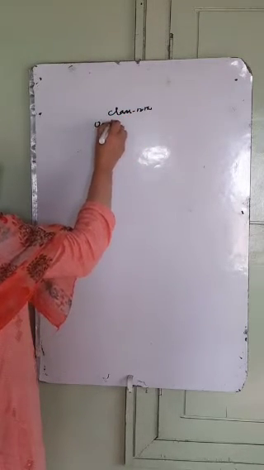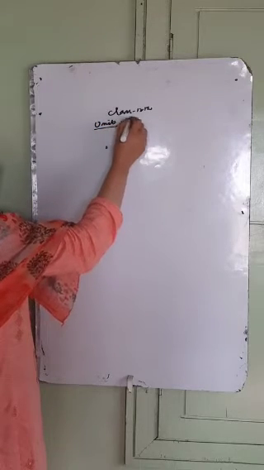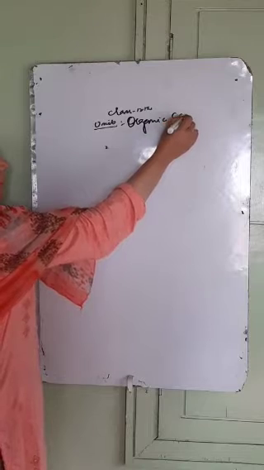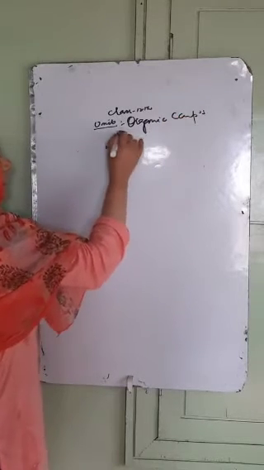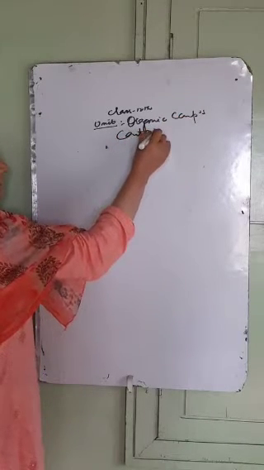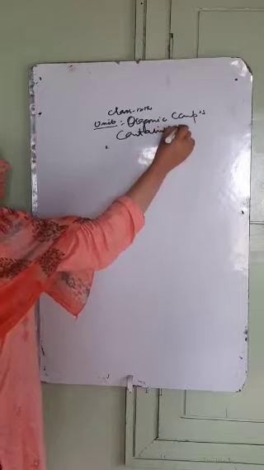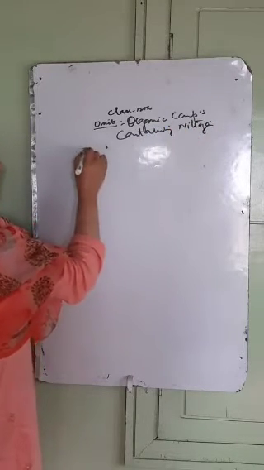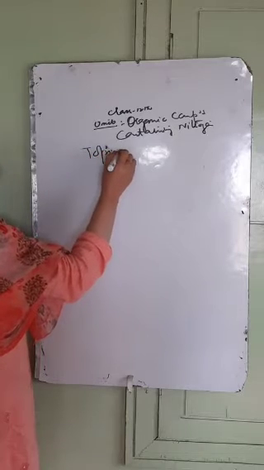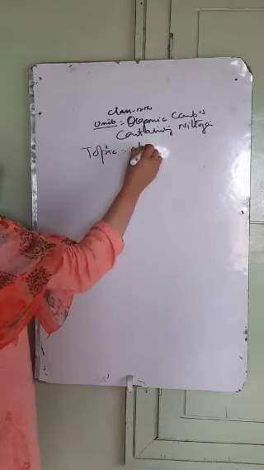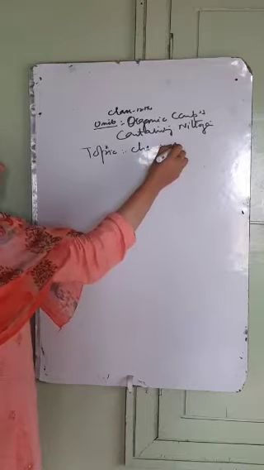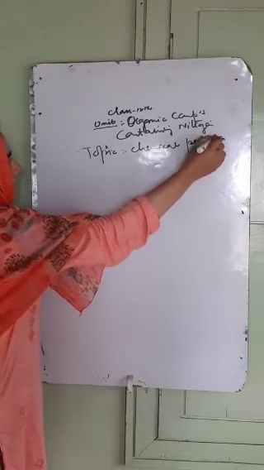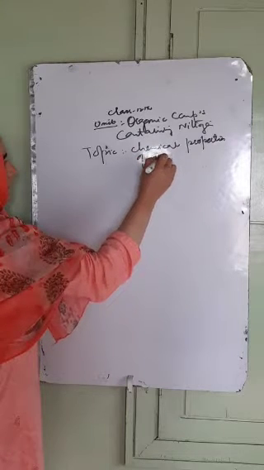Class 12, unit: organic compounds containing nitrogen. Another topic is chemical properties of amines.